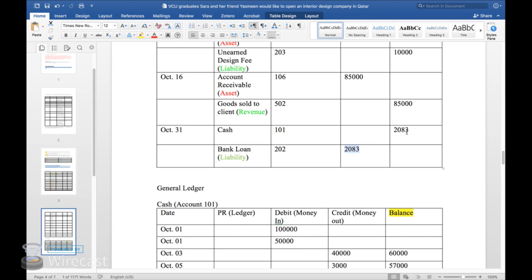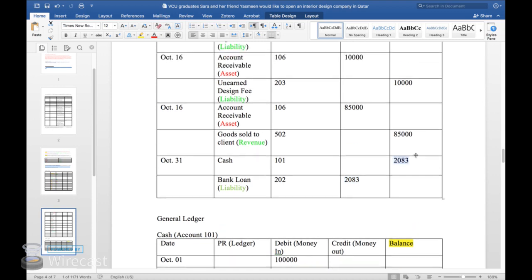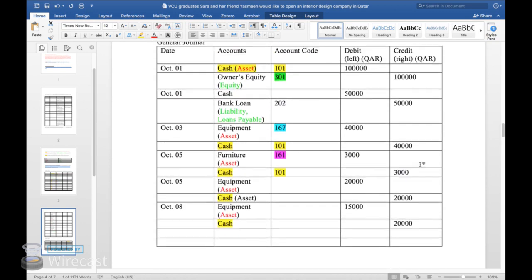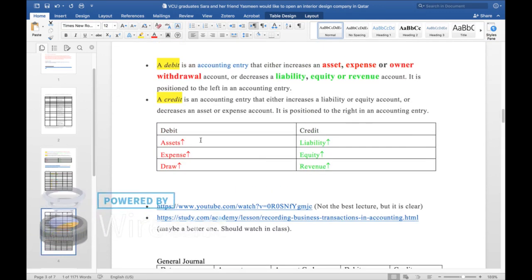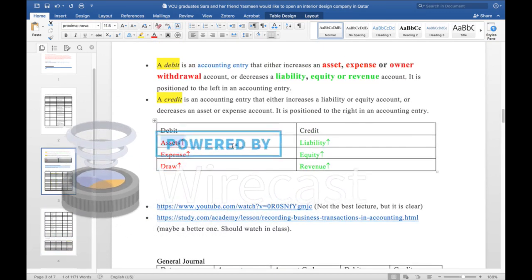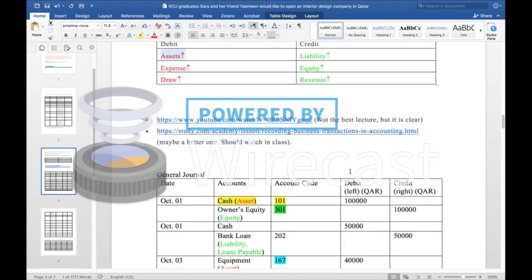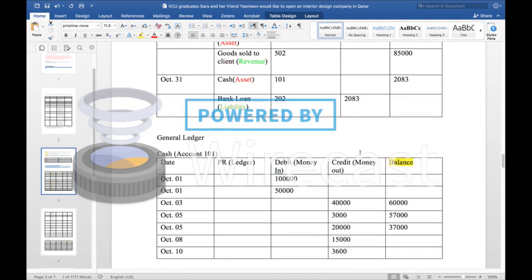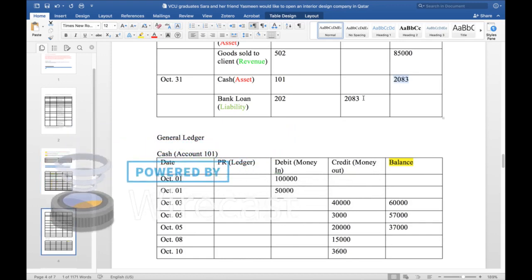So the cash reduced. But cash is an asset. If you like, you can always put the category so that you understand better. So cash is an asset. Asset reduced. Okay, come back here. Asset increase is in the debit. Asset decrease is going to be in credit. So assets decreased, cash decreased.